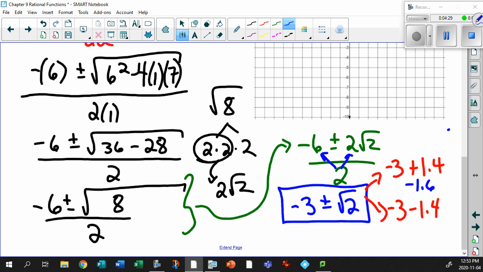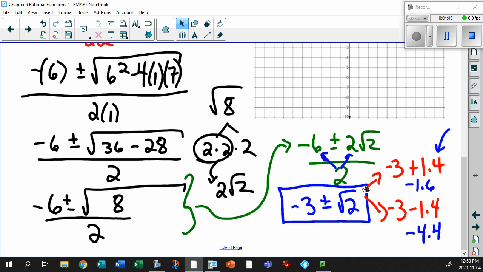Because remember, that's a rounded number. Minus 3 minus 1.4, that's, of course, going to give me minus 4.4. There we go, so there's my two answers. Now, as ugly as they may seem, we got to somehow graph this thing. Oh my God, this is going to be just ugly.